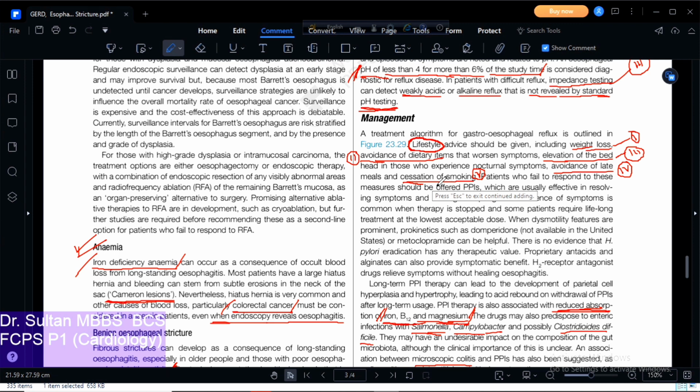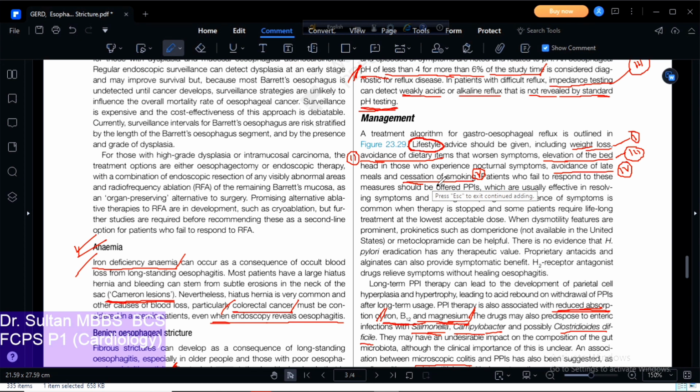You can advise for weight loss. There should be dietary avoidance of tea, coffee, chocolate, alcohol, fatty diet. These are dietary factors that can provoke the reflux disease. So these foods should be avoided. Okay.